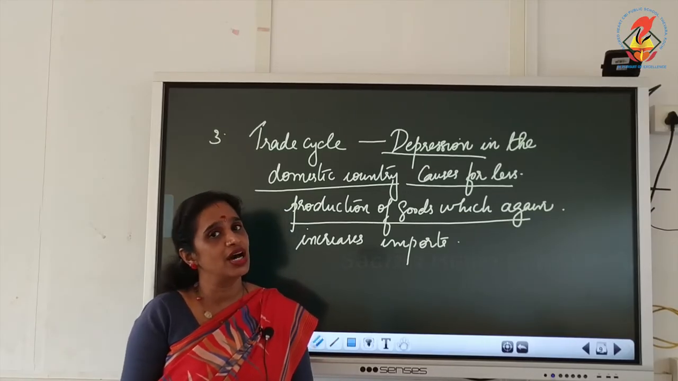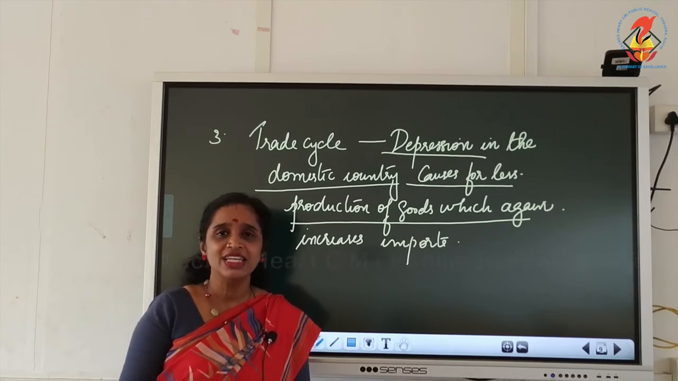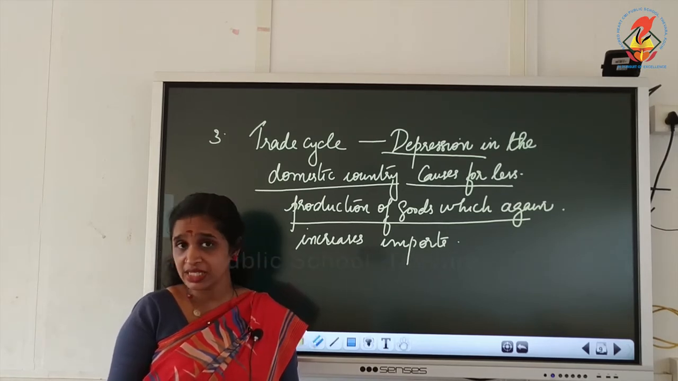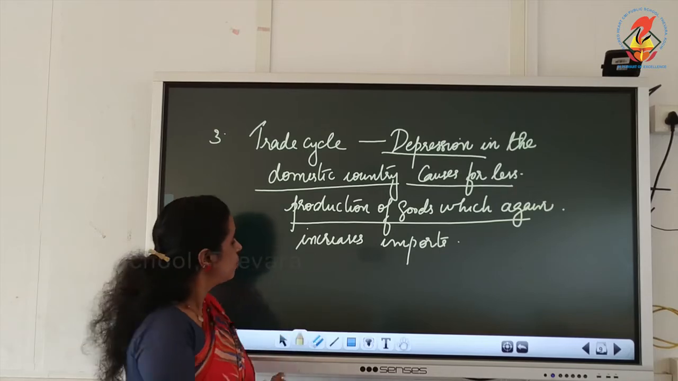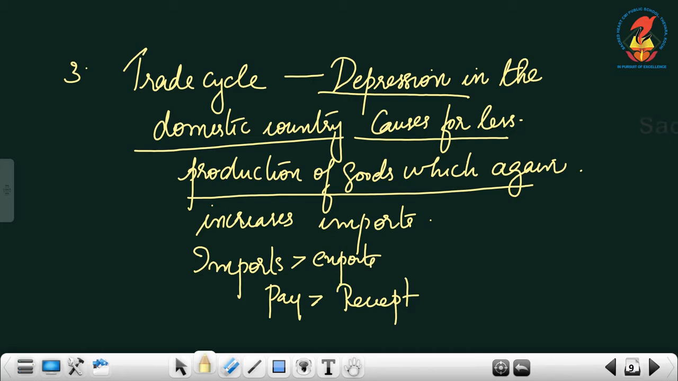When the production of goods is less, what will happen? We will start importing the goods from outside. So, what will happen? Imports are greater than exports. That means again payment is more than receipt. When payment is more than receipt, what does it mean? Outflow of money is happening. Outflow of money is happening means again there is a deficit in BOP.